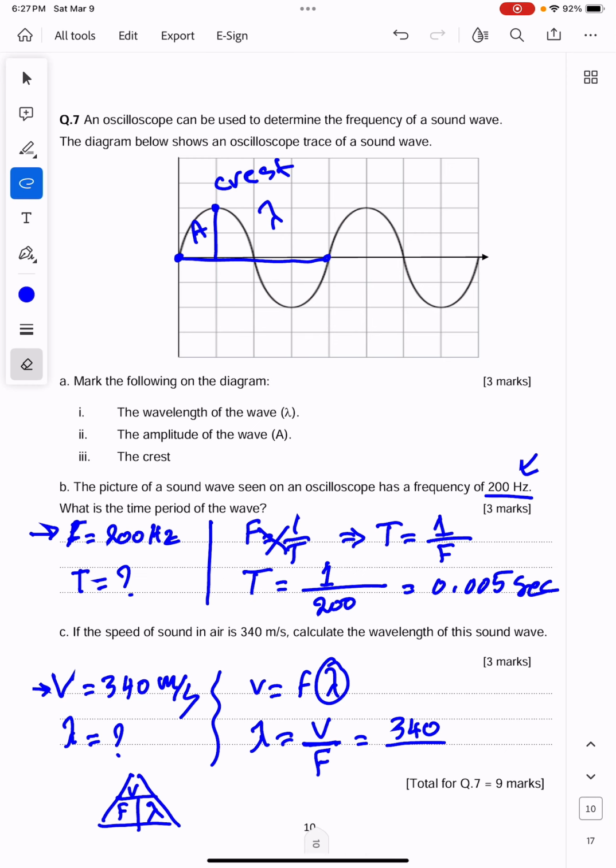Now the F is not given to you in this part, but you know, all of this is one question. So you can gather information throughout all the questions. Usually when they ask you A, B, C questions, you will be needing some of the information you gathered in A and B. So you just use the frequency you got in B, which is 200, and use your calculator and see what the answer is. And yeah, it is 1.7 meters.